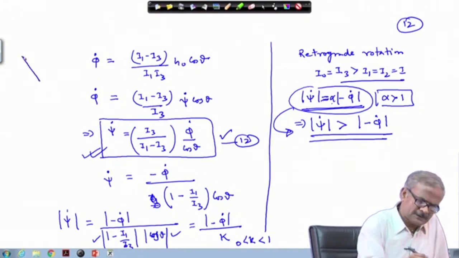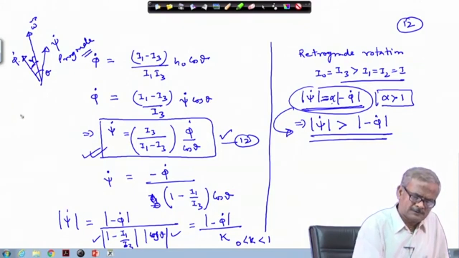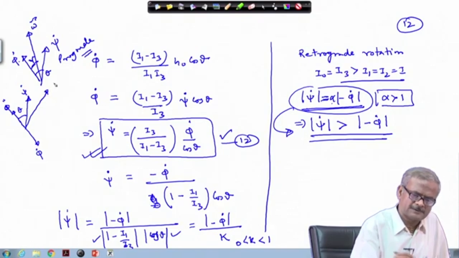Utilize this figure: this is phi dot, and here in this direction this is your psi dot. For prograde rotation this is your omega, this is the situation here, this angle is gamma and this angle is theta. And for the retrograde case, it turns out that phi dot will not be in this direction, but rather in the opposite direction, and psi dot will be here in this direction. If you indicate this as the theta angle, in this case your omega will go along this direction.